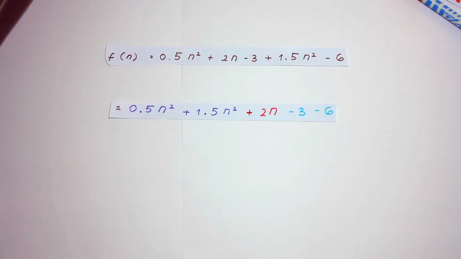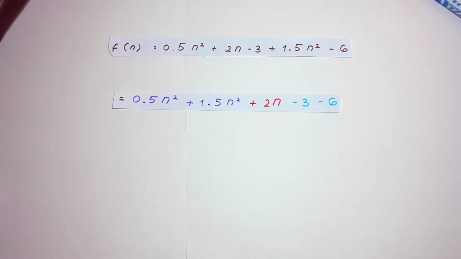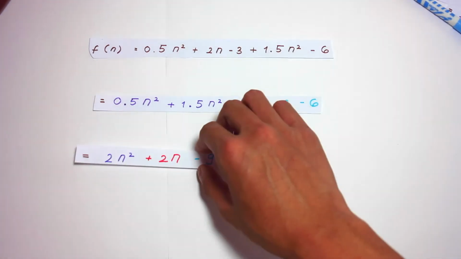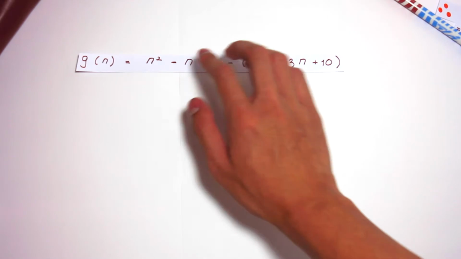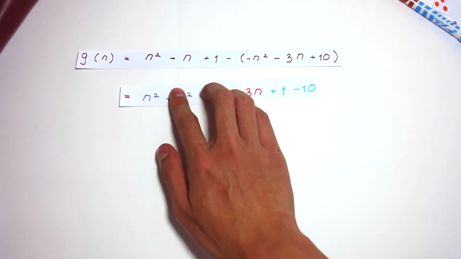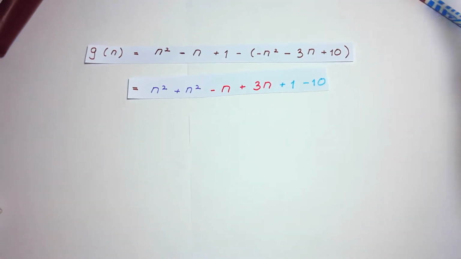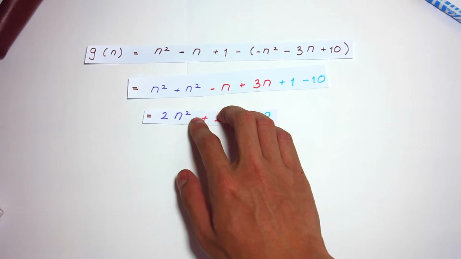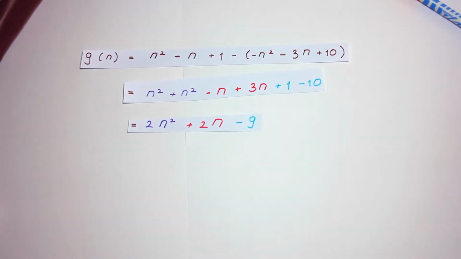Then you simplify it and add and subtract them to get a final result, which is 2n squared plus 2n minus 9. Now, you do this the same way for the second equation. Don't forget to distribute that negative between the 1 and the negative 2 squared. You collect like terms, and the final answer for that is 2n squared plus 2n minus 9.